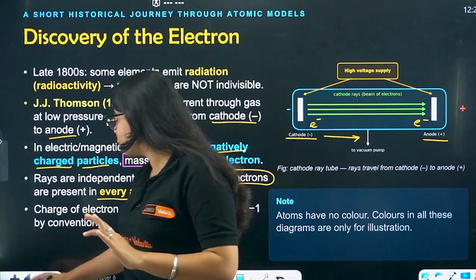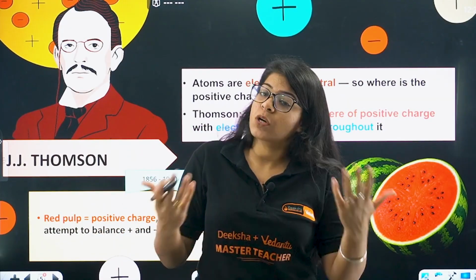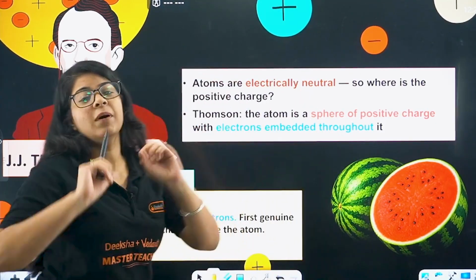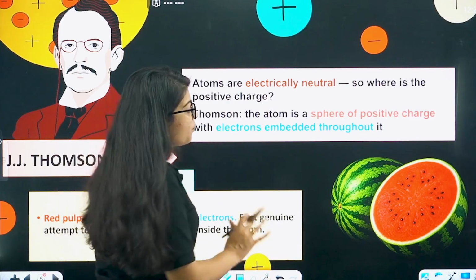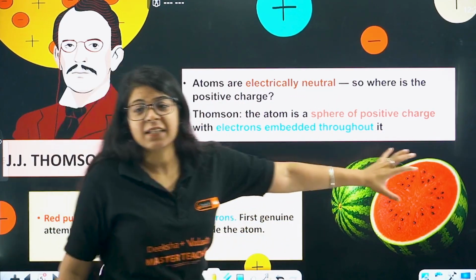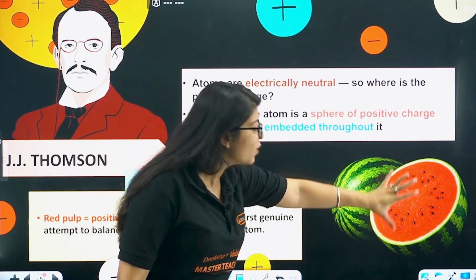Atom as a whole is neutral. So if there are electrons in it, there should be some positive charge in it. Okay, sir, but where is it? So he gave this plum model, this watermelon model, saying that positive charge is scattered. It is uniformly scattered just like the red pulp, and inside that, just like these seeds, we have electrons.